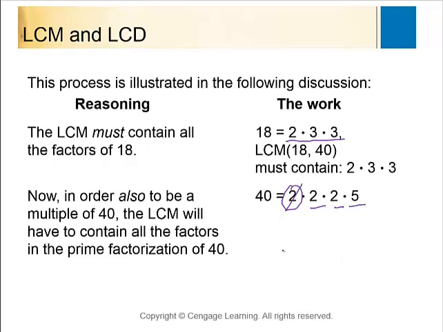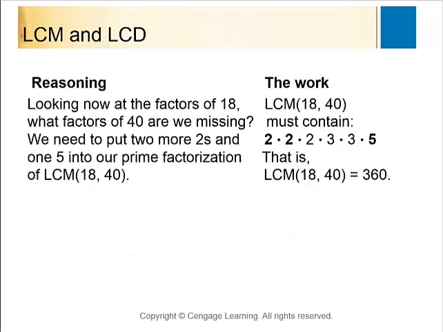So let's see what that would be. I need at least 3 of these 2s. I need 2 3s because nobody has that in common, and I need one of these 5s. And if I multiply all of that out, I think you'll end up with 360, which is what they get here.